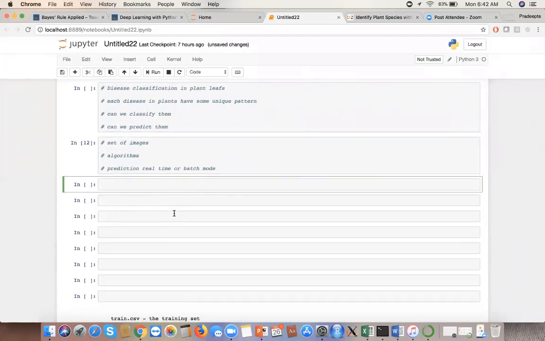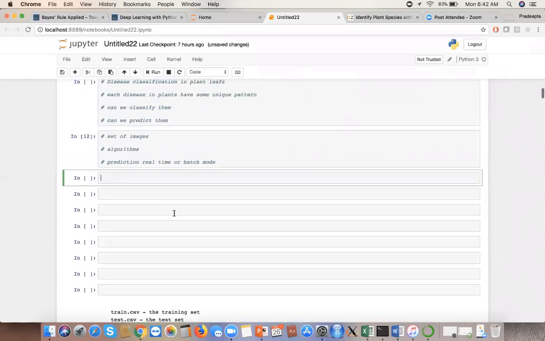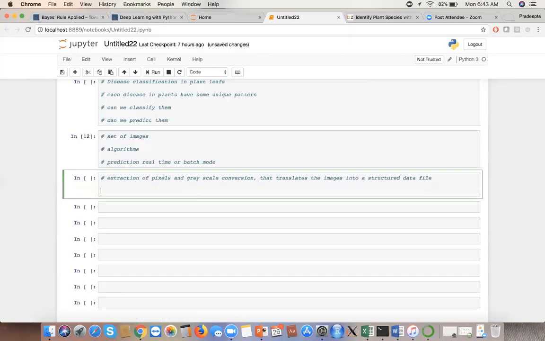Now, in this example, the objective is to identify the correct classes of the images. So we have various images here. This is a leaf classification dataset taken from a Kaggle competition, where you'll find a lot of images stored in different folders. Okay, so extraction of pixels and grayscale conversion translates the images into a structured data file.